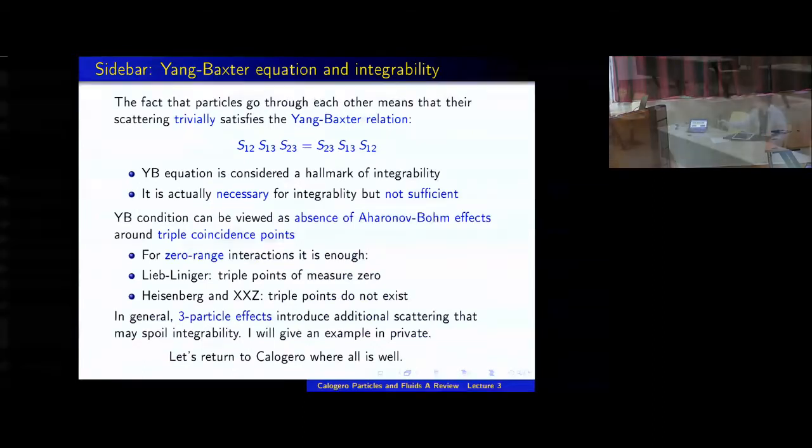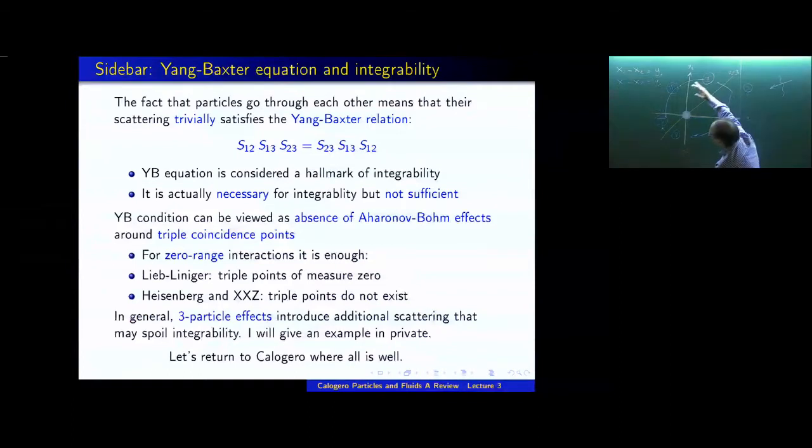It is necessary because if it's not satisfied, the superposition of scattering from the left or the right side from triple coincidence points will not produce the same wave function. So you need to keep adding, and therefore you will have dispersive scattering, I insist. It is not sufficient because the scattering of the point in the middle may also be relevant and important, and that will spoil integrability. And I have an explicit example where the Yang-Baxter equation is satisfied and the system is not integrable exactly because of this.